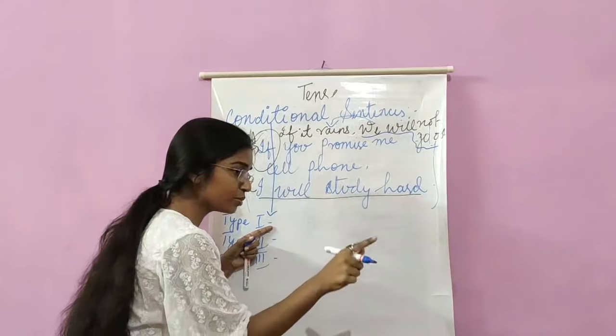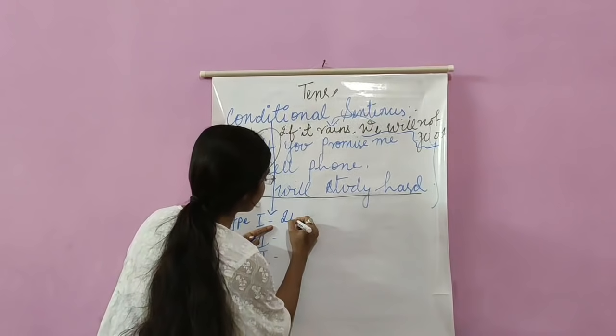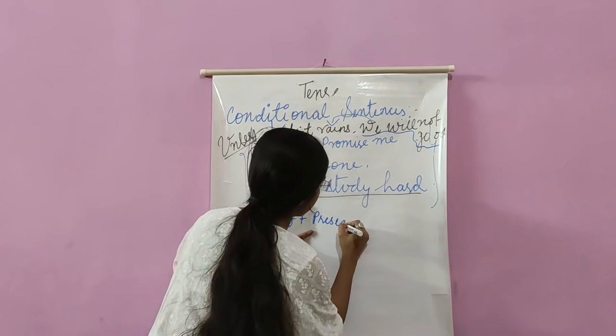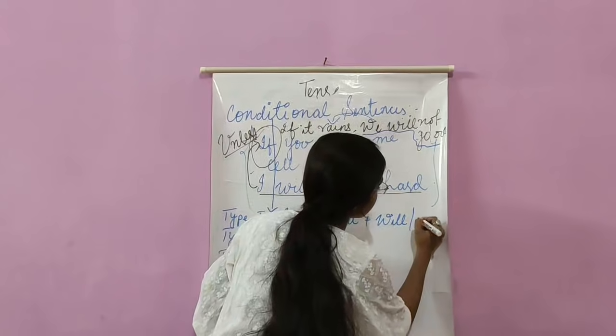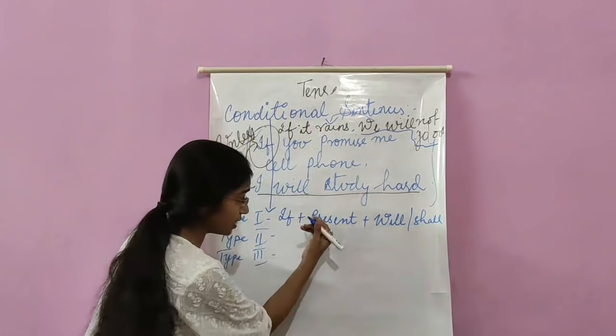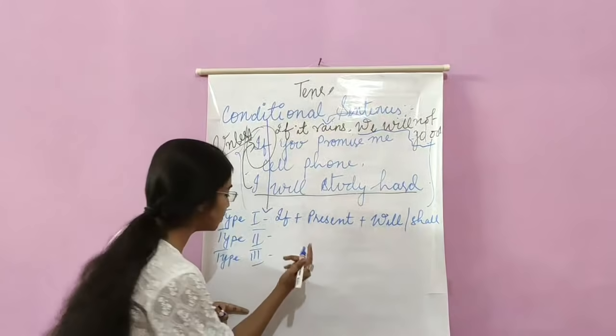Type 1 actually deals with the simple present tense. So type 1 is if plus present plus will or shall. Clear? Type 2 is very easy. If you remember one type, you can easily derive the other two types.